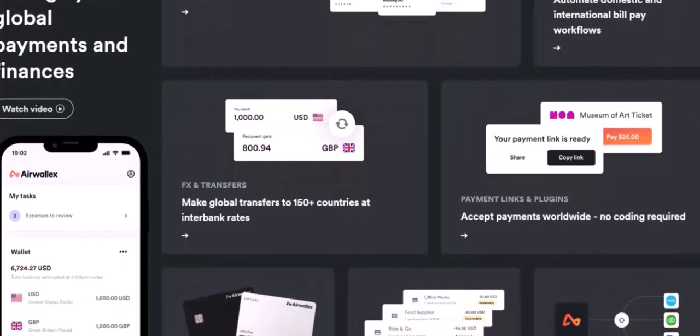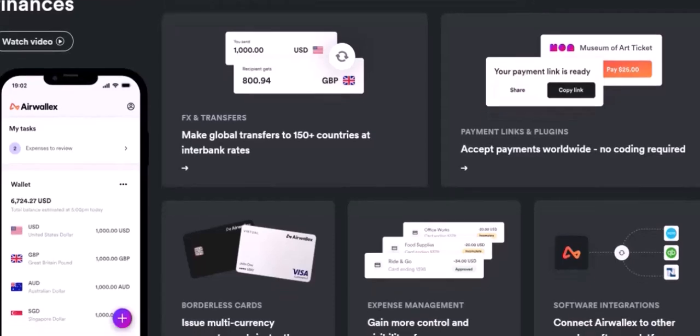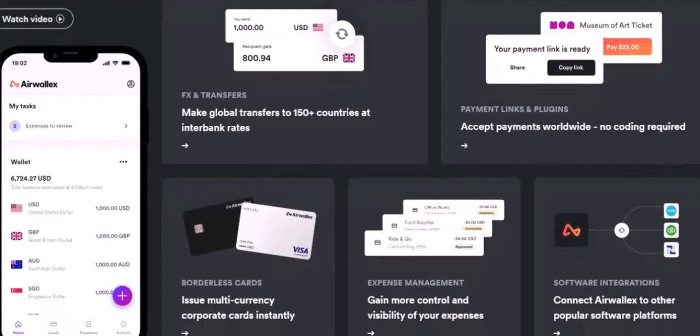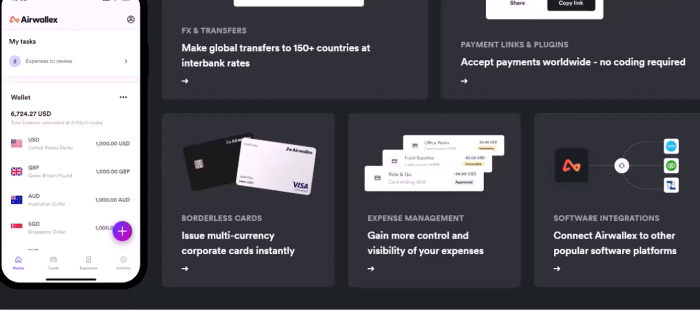So, to answer your question, Airwallex supports a wide range of currencies, making it a versatile solution for businesses of all sizes. Whether you're operating in Asia, Europe, North America, or emerging markets, Airwallex can help you streamline your global payments.